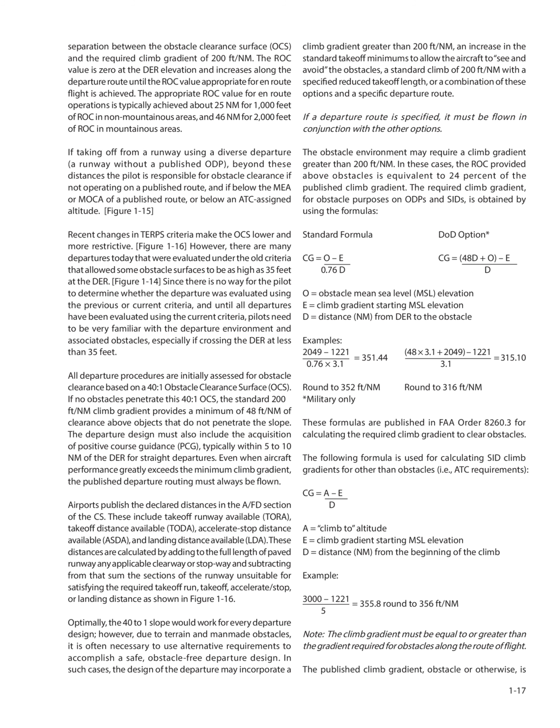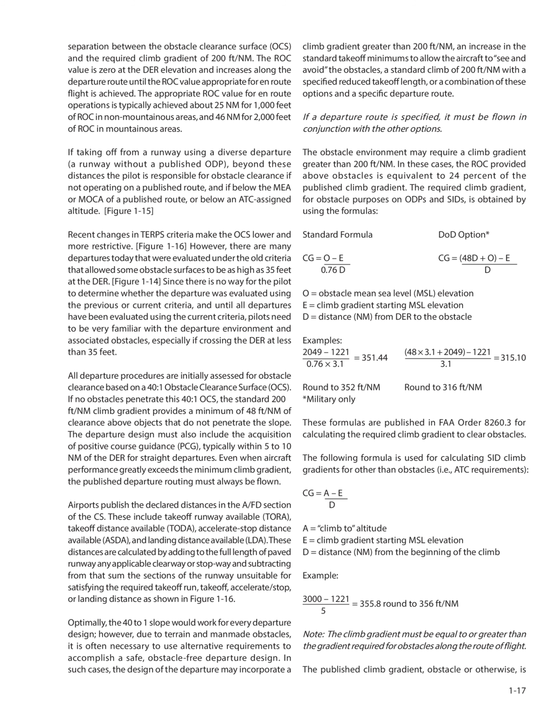Optimally, the 40-to-1 slope would work for every departure design. However, due to terrain and man-made obstacles, it is often necessary to use alternative requirements to accomplish a safe, obstacle-free departure design. In such cases, the design of the departure may incorporate a climb gradient greater than 200 feet/nm, an increase in the standard takeoff minimums to allow the aircraft to see and avoid the obstacles, a standard climb of 200 feet/nm with a specified reduced takeoff length, or a combination of these options and a specific departure route. If a departure route is specified, it must be flown in conjunction with the other options.